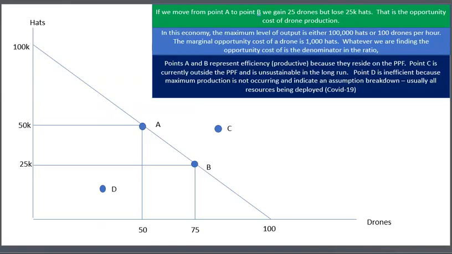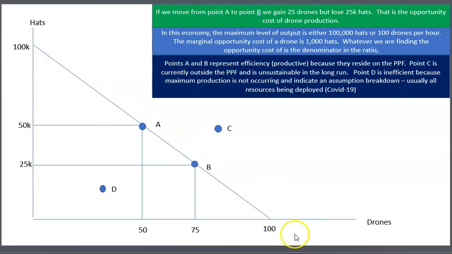This is also a very useful tool for looking at the concept of comparative advantage. Okay, so what's comparative advantage? Comparative advantage is a situation where one economic actor is able to produce at a lower opportunity cost than another. And so if we think about it in terms of production, we can look at, for example, this firm, or if we think about this as an economy, every time we shift from producing hats to drones, every additional drone results in a reduction of 1,000 hats.